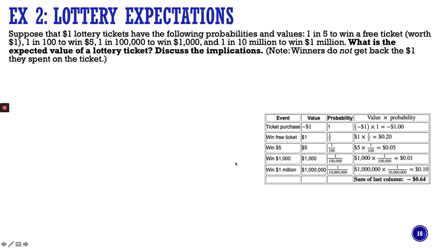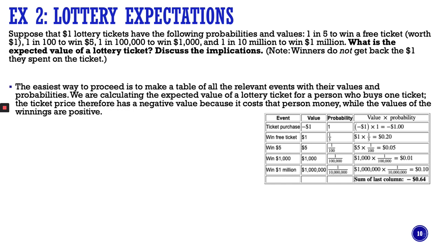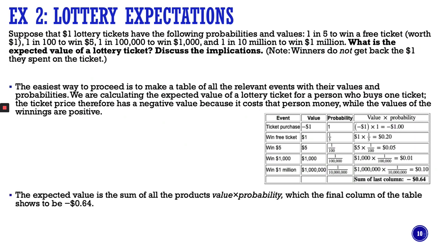So the easiest way to proceed is to make this table with all of the relevant events and their values and probabilities. We are calculating the expected value of a lottery ticket for the person who buys one ticket. The ticket price, therefore, has a negative value because it costs that person money while the values of the winnings are positive. The expected value is the sum of all the products of values times their probability, with the final column of the table.